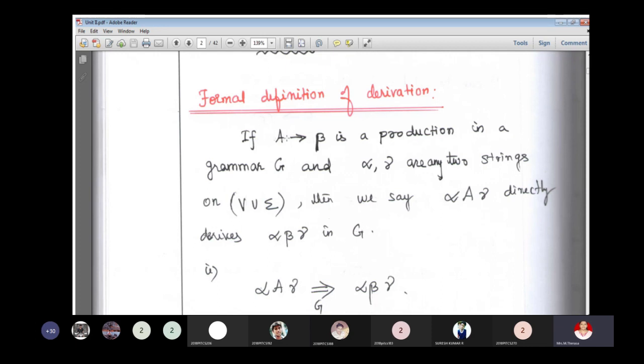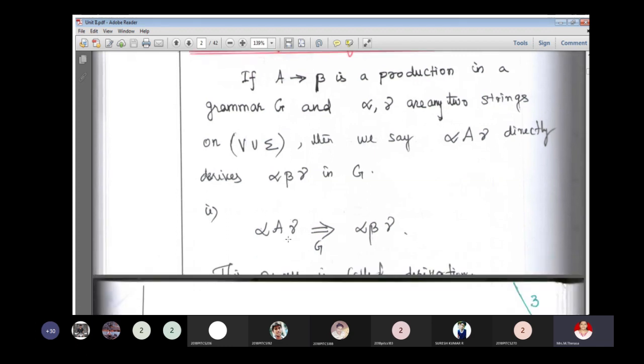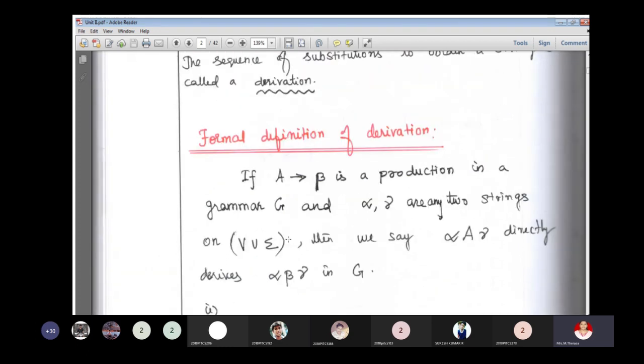You had a production rule A tends to beta, meaning you can replace the capital A with a beta. So what you can write is alpha beta gamma, since you have substituted A as beta, and beta is any string of variables and terminals. Okay, so this process is called derivation. This is the formal definition of derivation.